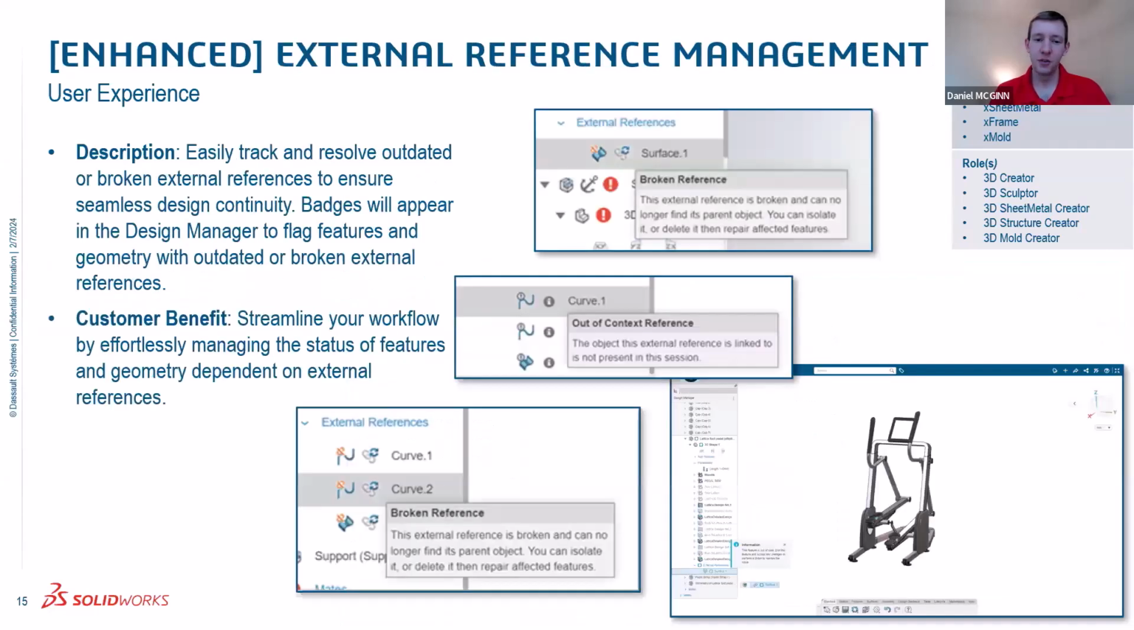Okay, we've done a few enhancements for managing external references. First of all, we've added better error messages to the design manager in the event of a broken reference. So you'll see that there's a badge icon. If you hover over that, it'll tell you if you have an out of context reference or a broken external reference, which basically is going to help you identify the problem and fix it more easily. So better error message handling for external references.